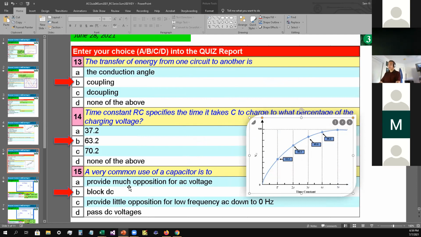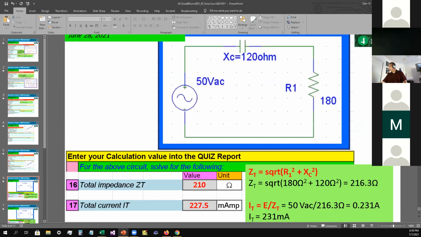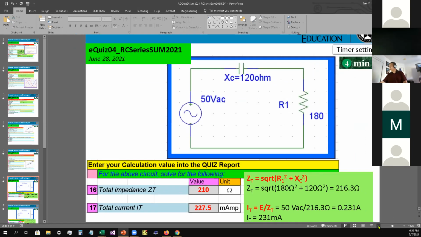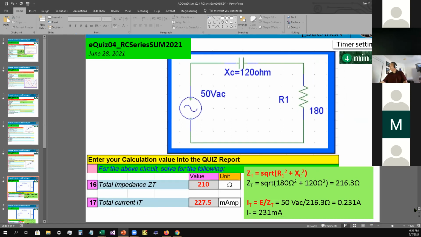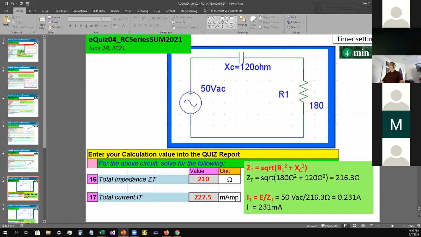Okay, next one. Now we just go through the circuit, which is mainly doing the calculation using all the formulas that Mr. Pham just gave you on the website. So the total impedance, ZT, equals the square root of R1 squared plus XC squared. So you put 180 ohms squared plus 120 ohms squared, and take the square root of that, which comes to 216.3 ohms.